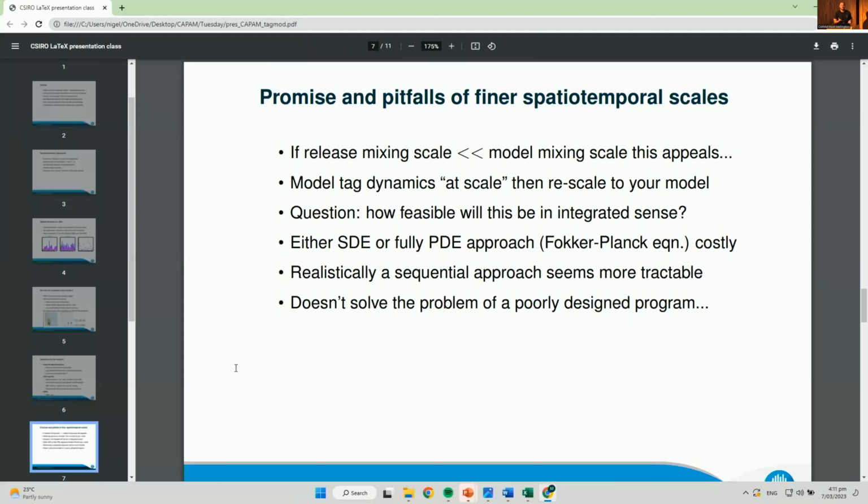It also doesn't solve the design problem, right? It doesn't matter how good your spatial resolution is. If you've got a badly designed tagging program, just modeling the dynamics at scale isn't going to fix that. If you tagged all your animals on the border of a region, you're going to get a biased up estimate of how much moves. So it doesn't solve the design issue.